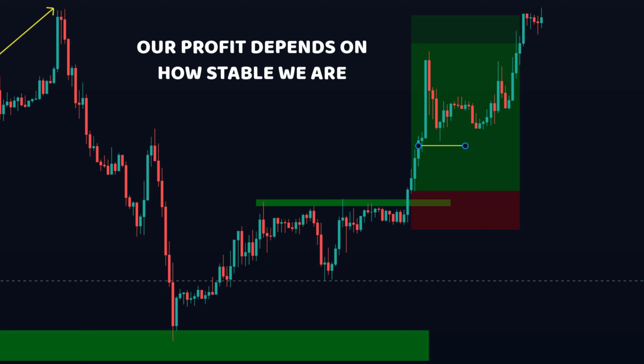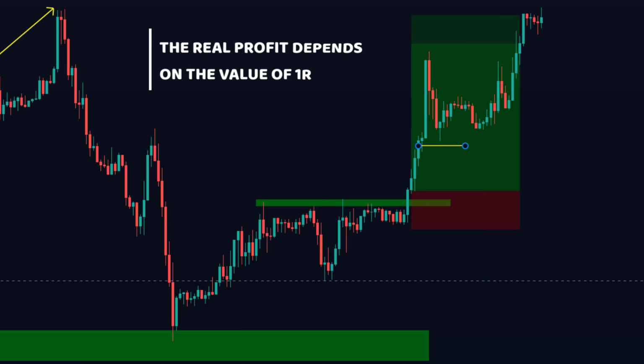Our profits are based on how stable we are in making a positive number of R every month. And our value depends on the value of 1R, meaning how much we risk on one order. For example, if the value of 1R is $10 or $20, it's not worth much, right? However, if our R value increases gradually up to $500, $1,000 or $2,000, you can still manage your capital, and at that time you can live with a trading job comfortably.